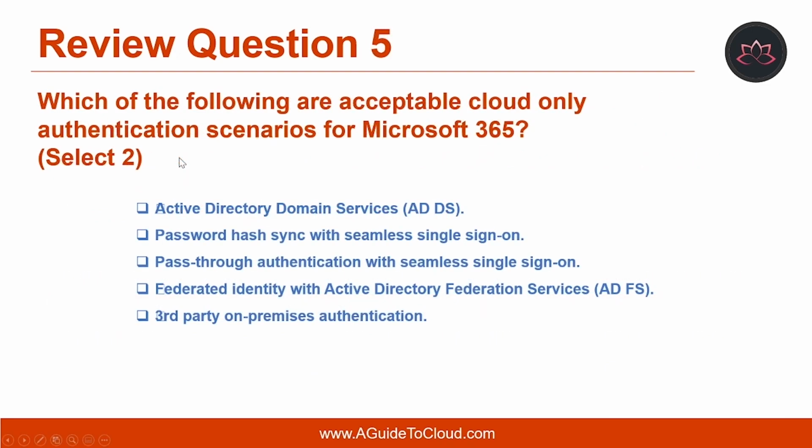Let's look at question number 5. Which of the following are acceptable cloud-only authentication scenarios for Microsoft 365? You need to select 2 options. The correct answer is password hash sync with seamless single sign-on and pass-through authentication with seamless single sign-on.